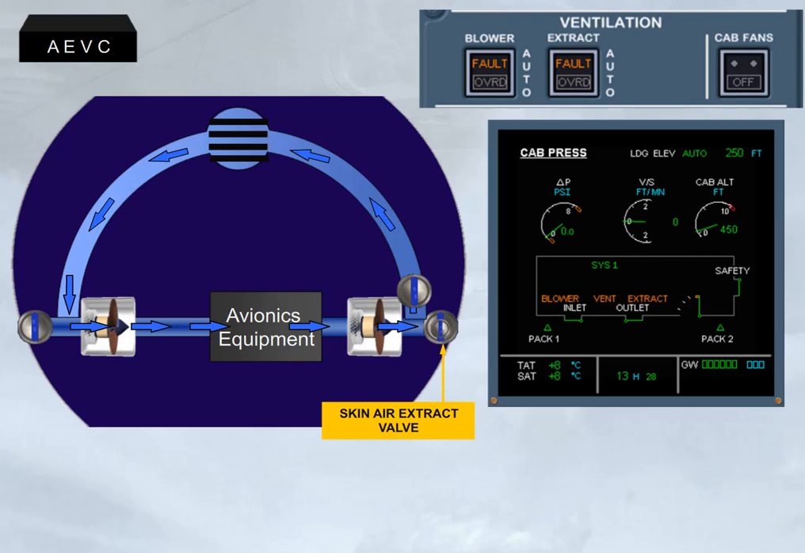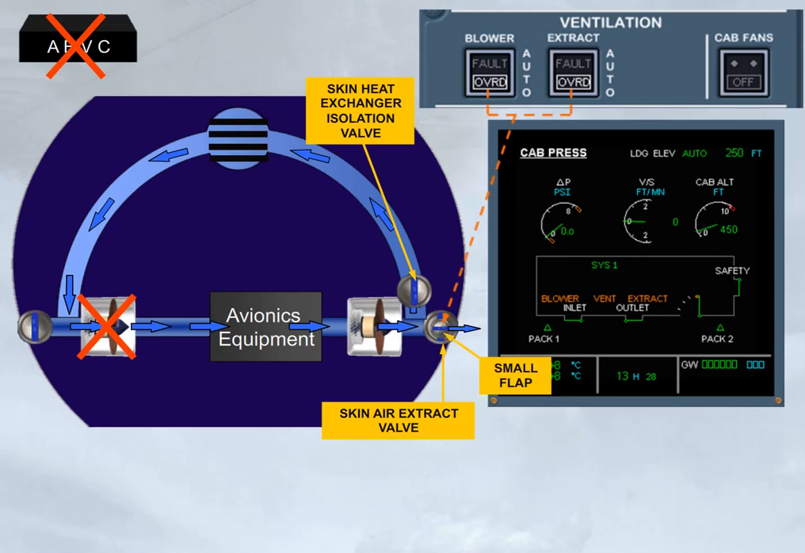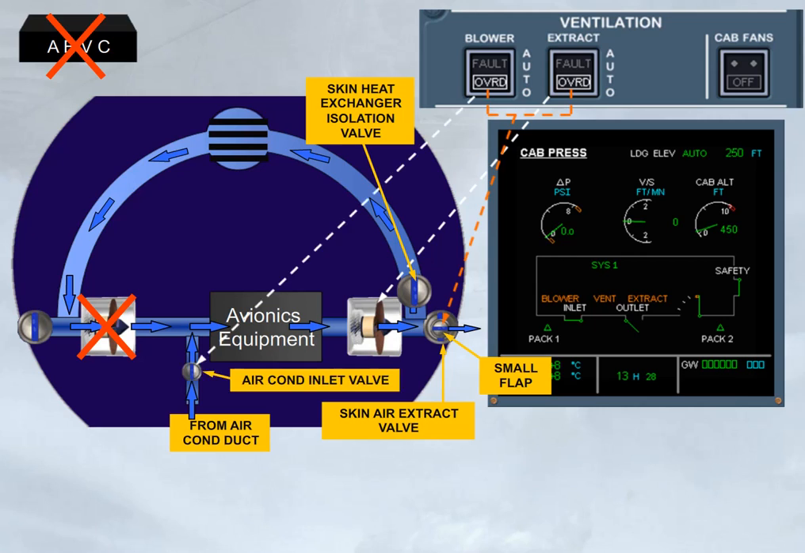On ground, in case of AEVC failure, both fault lights come on. Setting both push-button switches to override allows the ventilation system to be reconfigured by keeping the skin exchanger isolation valve open, by opening the small flap of the closed skin air extract valve, by transferring the control of the extract fan to the push-button switch, and by adding air from air conditioning duct through an air conditioning inlet valve.